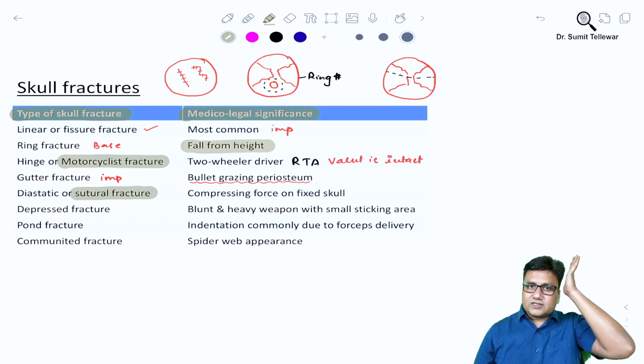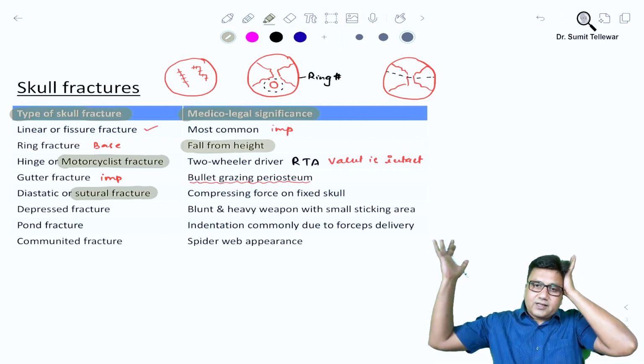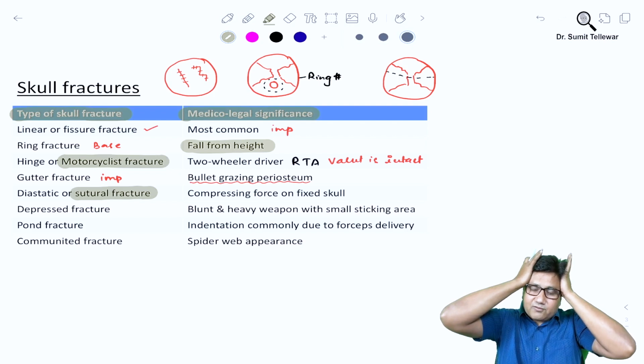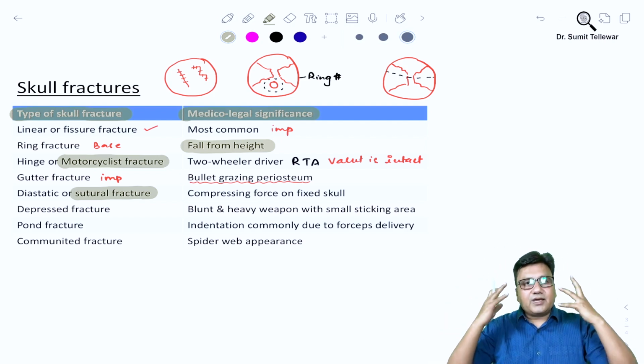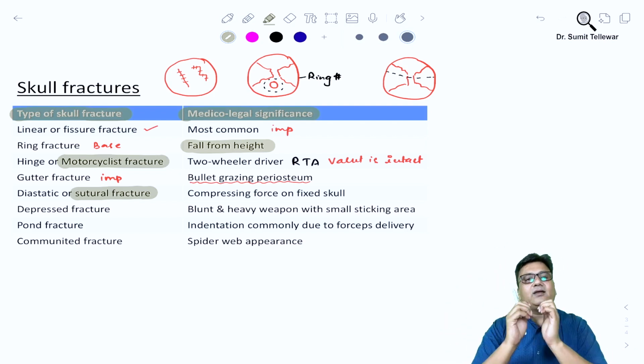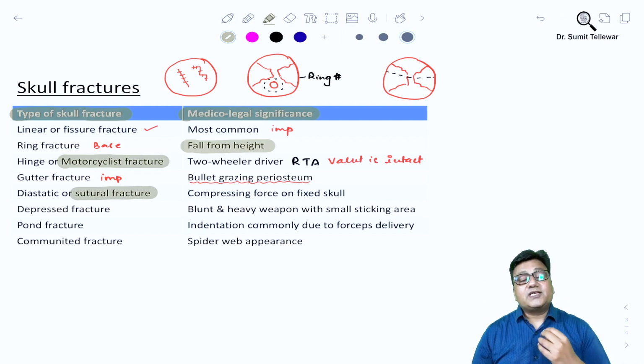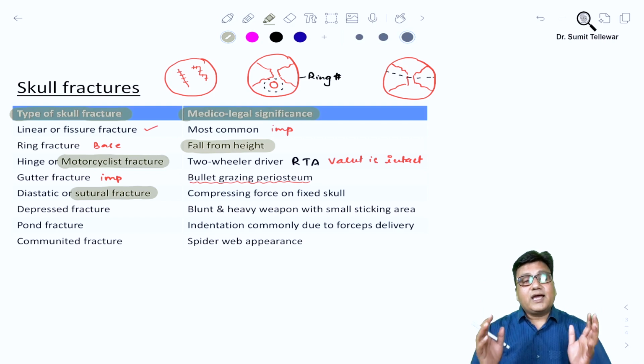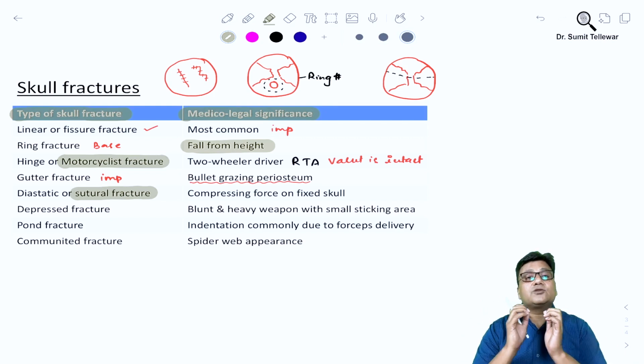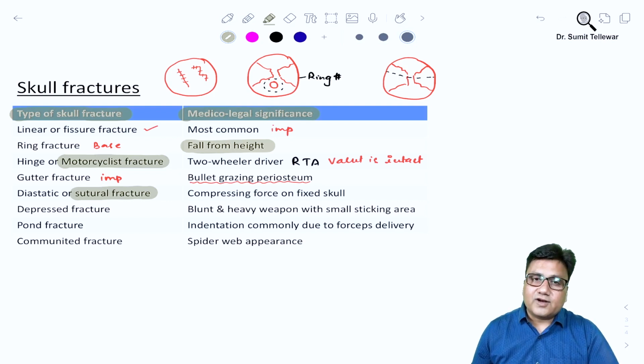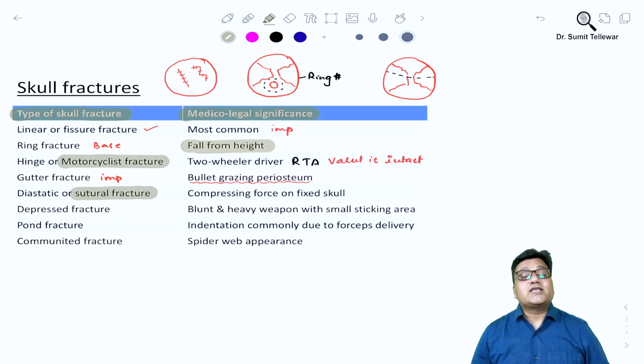It signifies a compressing force on a fixed skull. So consider the skull is fixed from one side and there is a heavy compressing force coming from the other side. It will increase the intracranial pressure, and the pressure will get released by cracking the weakest portion of the bone, and the weakest portions of the bone in the skull are the sutural junctions. So sutures may separate, and that is called a diastatic or sutural fracture. That is exactly what was asked in question number 2, if you recall, of this video.